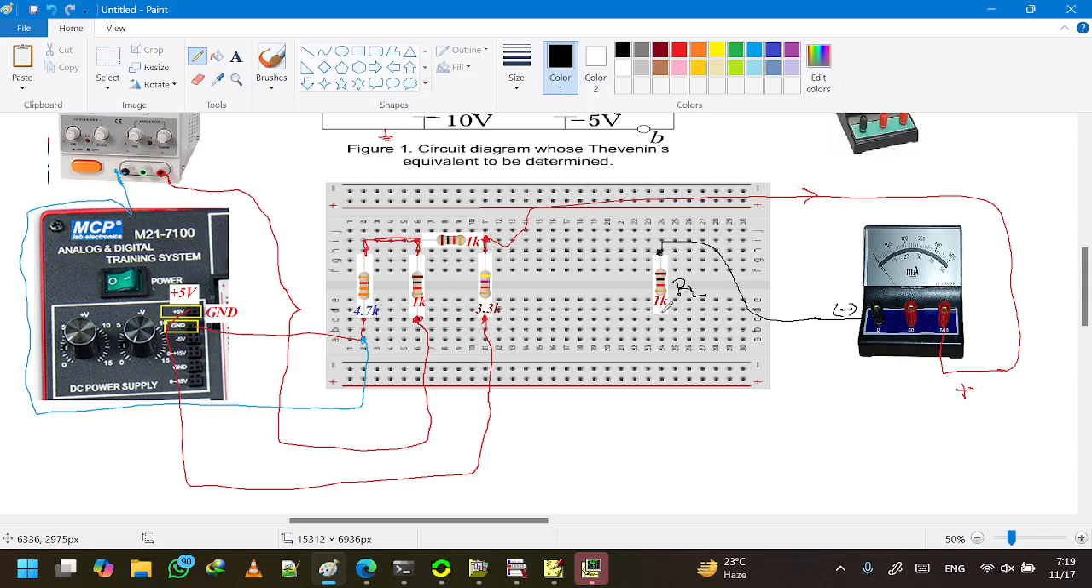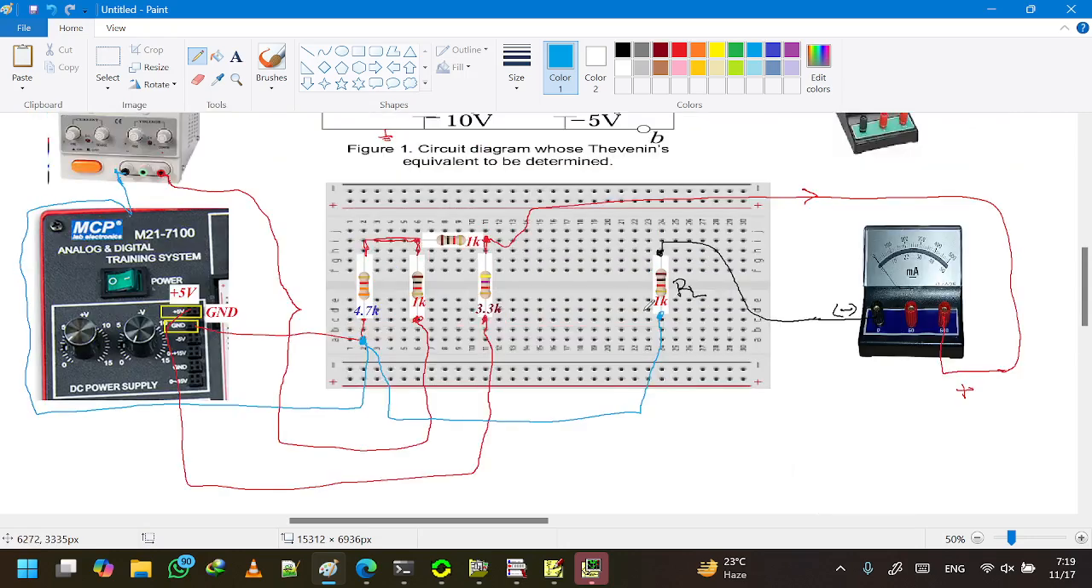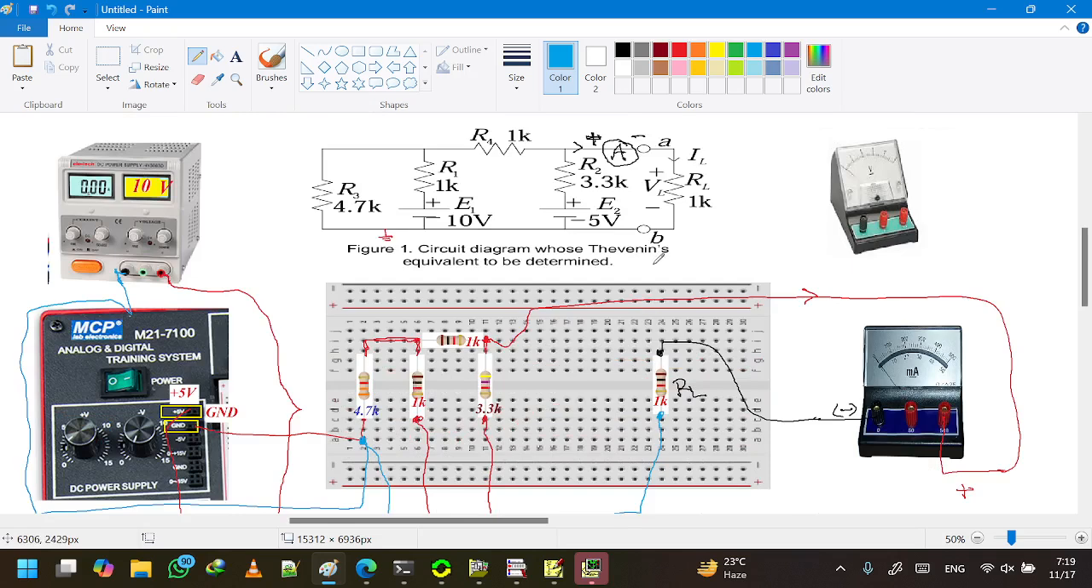The bottom part of the load resistor should be connected to the ground as shown in the figure. The ground we are drawing with blue. So we take this terminal and connect it with this terminal, making it a common ground. Now the circuit diagram for the first figure is ready as per the diagram.